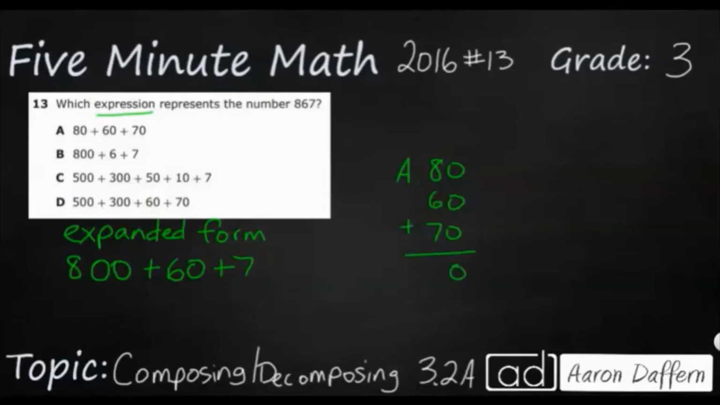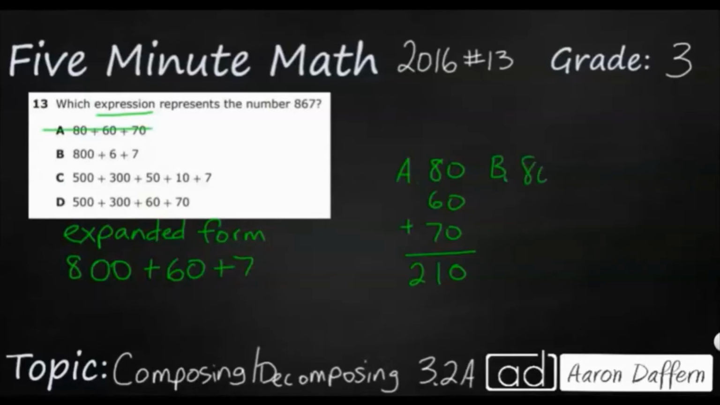8 and 6 is 14. 14 and 7 is 21. 210 does not make 867. And take a look. Each of these have a 0 behind there. 80, 60, 70, but that's nothing like our expanded form. The 8, 6, and 7 are correct, but the zeros are off. So let's look at B.